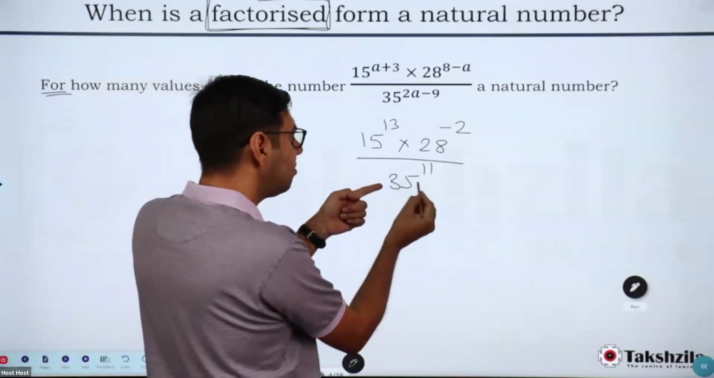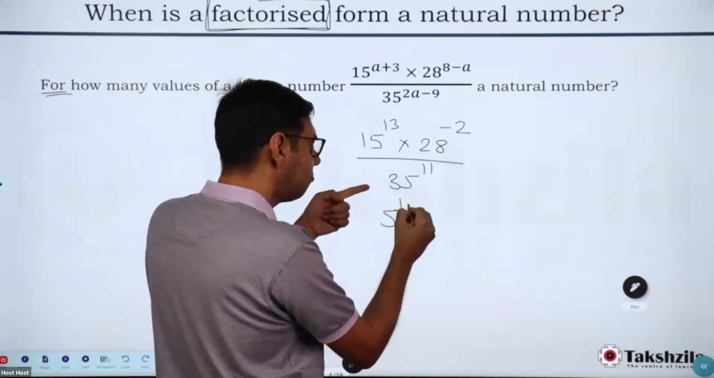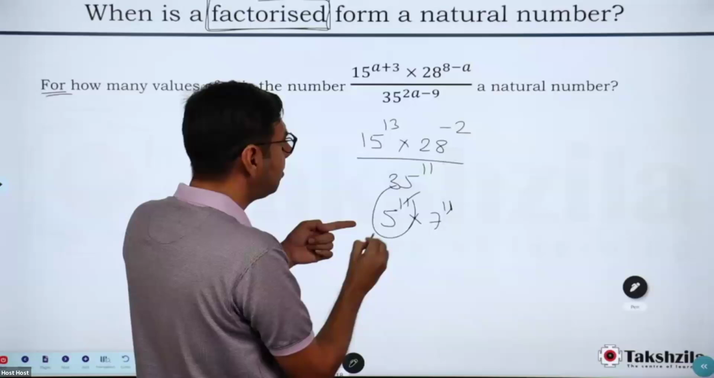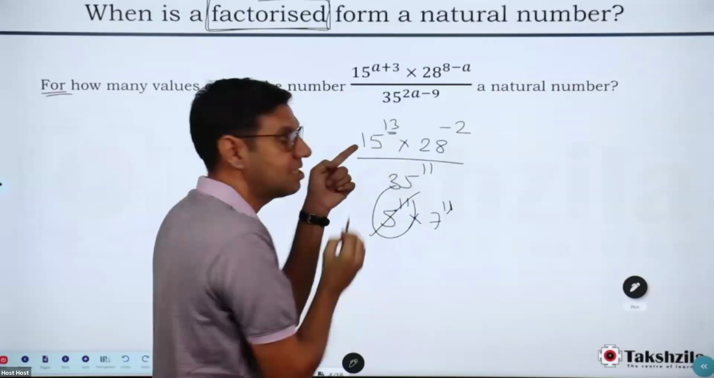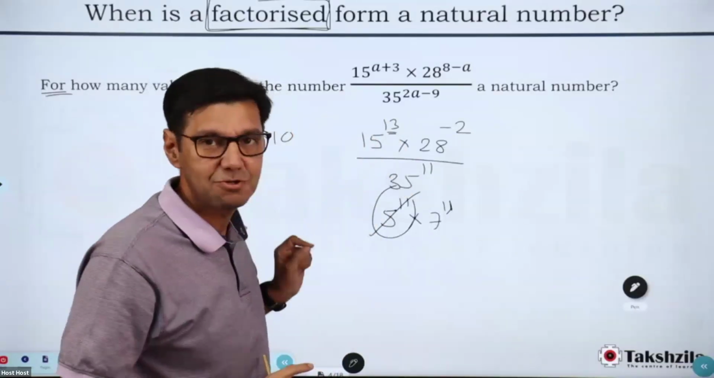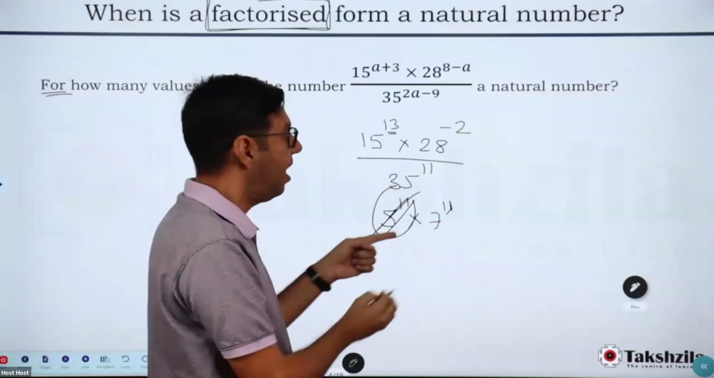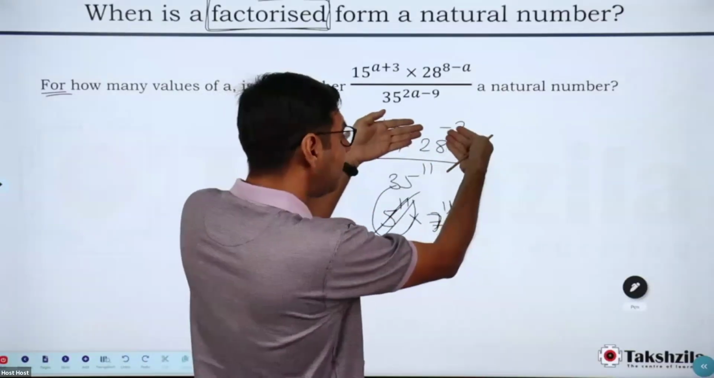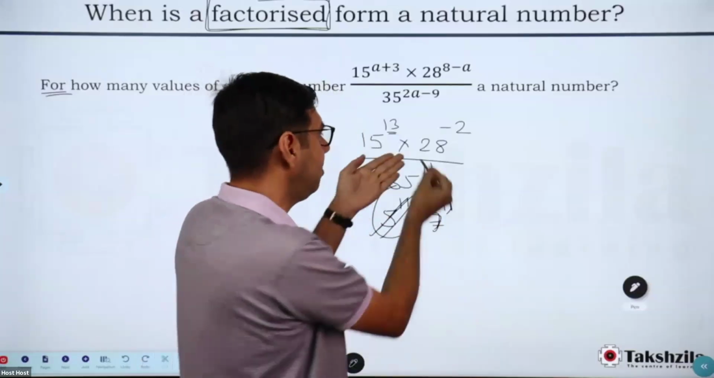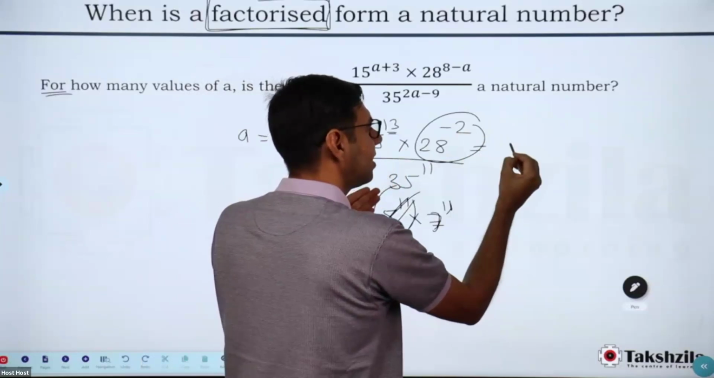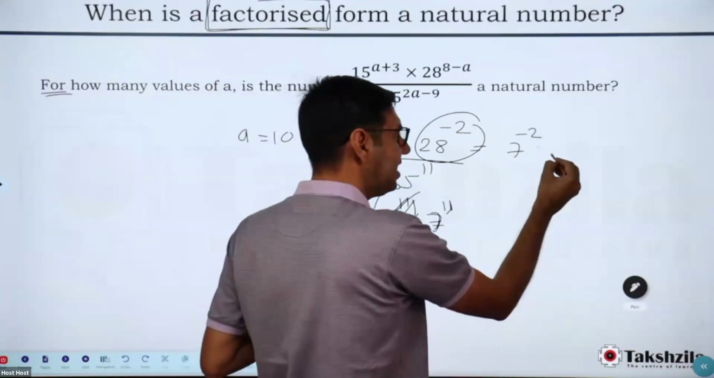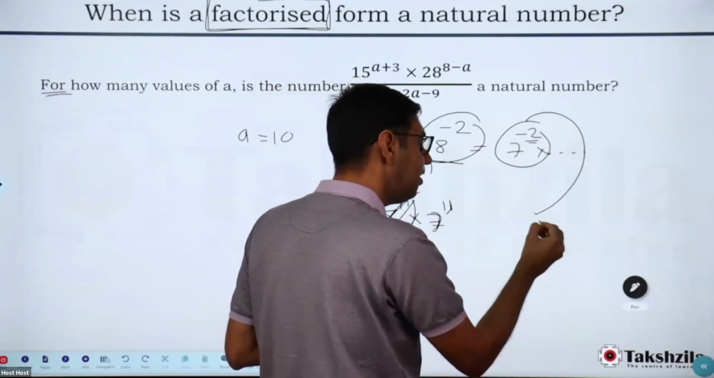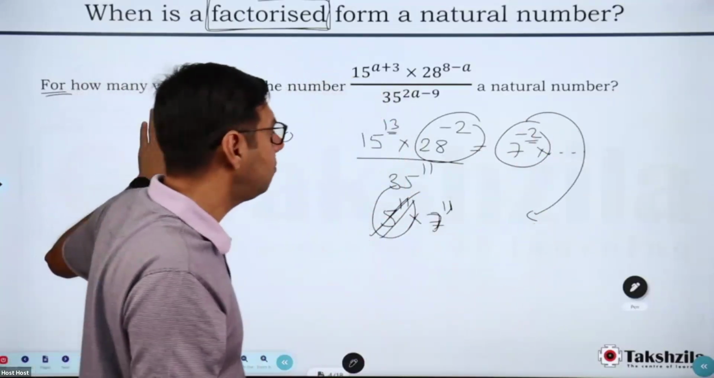Why? Because now it is not just a 5 and a 7. It is a 5 raised to 11 and a 7 raised to 11. Now the 5 raised to 11 can probably cancel with something from here, because I can see a 5 raised to 13. So the 11 will cancel out from here. But do you think the 7 is going to cancel from here? Forget about cancelling. The 7 will come in the denominator. If you write it, this number is nothing but 7 raised to minus 2, and something more will be there. What is the meaning of this? This will come in the denominator. So if it's in the denominator, it's not going to be a natural number, right?